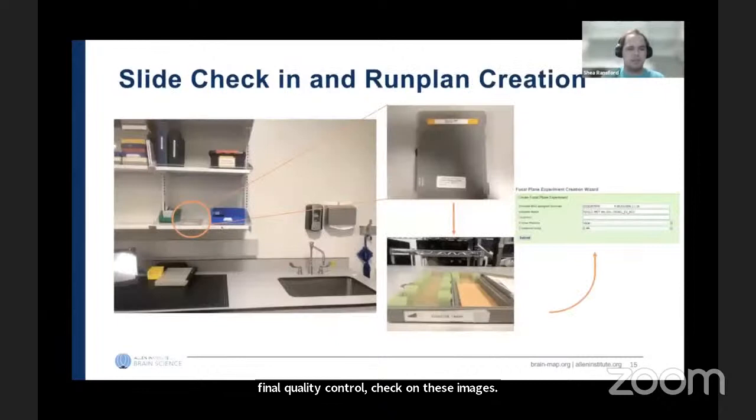So every week we receive a box of slides from histology containing usually anywhere between 20 and 100 tissue sections. When checking these slides into LIMS, we like to make sure to verify the slide barcode, the specimen ID, the complete run plan name, and the Z-step interval for any potential 63x scans that can be done. And for human tissue, this step size is 0.44 microns.